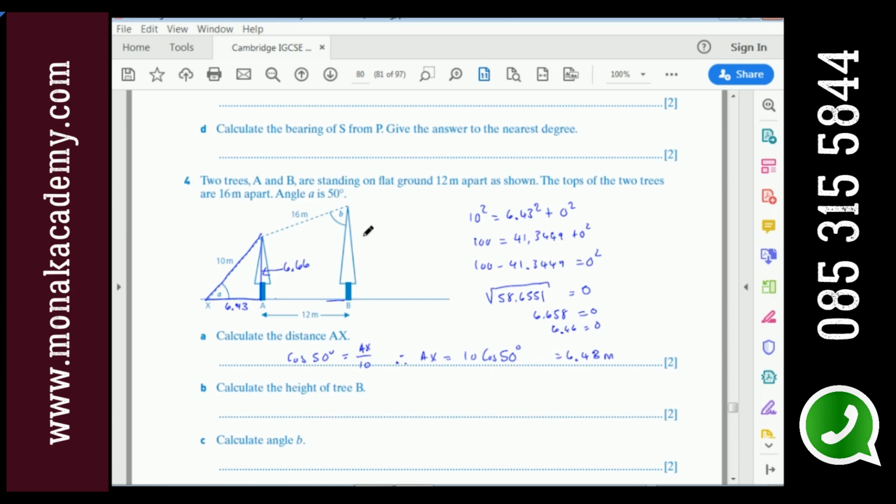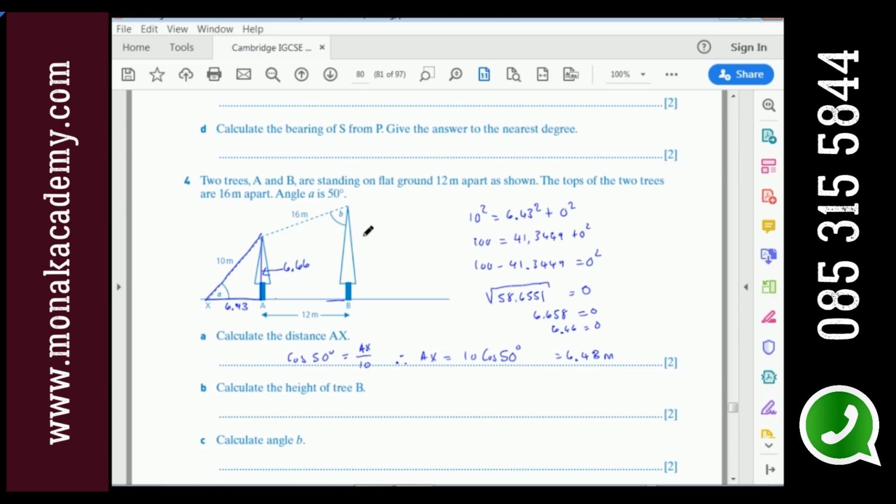Okay. So the hint is that the 16 meters is somewhere involved in getting the height. This 16 meters has to be involved somewhere. Even the 12. But the way you're involving it is the wrong one. You take the 16 and the 12 and you add them together. Look, the hint here.